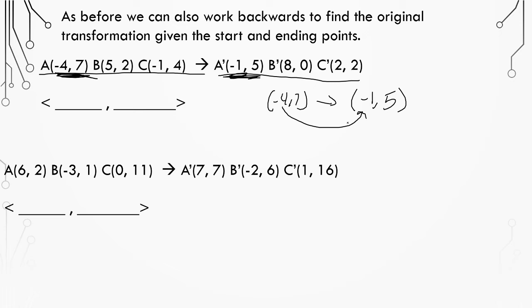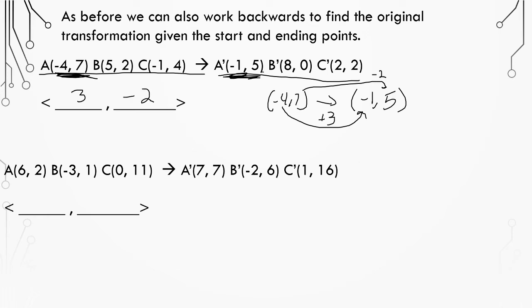Well, if I think about translating, it deals with addition and subtraction, right? So I'm going to think about it in that realm. What did I add or subtract to -4 to get -1? Well, I add 3. -4 plus 3 is -1. How do I get from 7 to 5? Well, I subtract 2. So 7 minus 2 is 5. So my translation vector would be (3, -2).